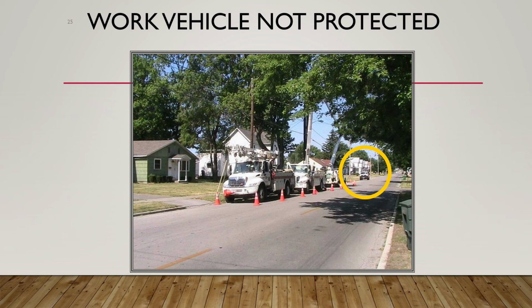Work vehicles not protected. You do not want vehicles outside of the termination area. Make sure that any work vehicle is located inside of the work zone, inside of the termination area. Of course, the termination area is where the work zone ends and normal traffic patterns pick up and become normal again. That's when the traffic pattern changes from what you have done in your work zone to the normal traffic pattern that's usually in that area.